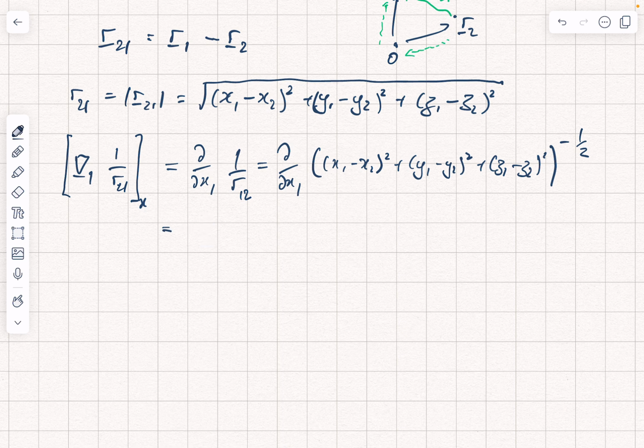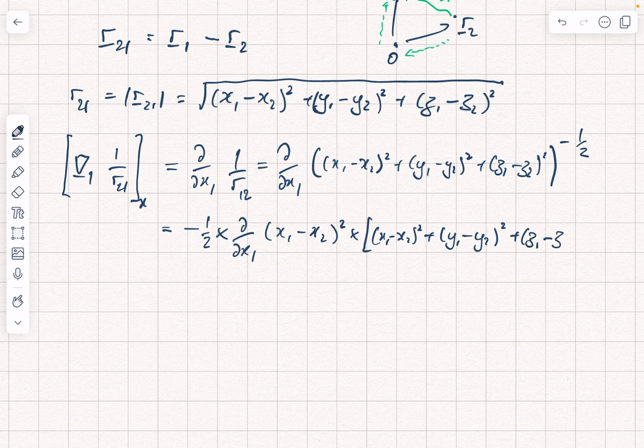And when we do that, the first thing we get is minus a half, that's from the power on the bracket, the 1 over the square root, multiplied by d by dx1 of (x1 minus x2) squared, multiplied by, I'm going to put square brackets around this, (x1 minus x2) squared plus (y1 minus y2) squared plus (z1 minus z2) squared. This is now to the minus 3 over 2, because when we differentiate we subtract 1 off the power.